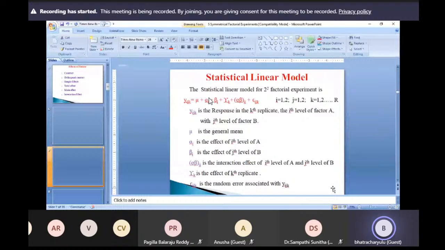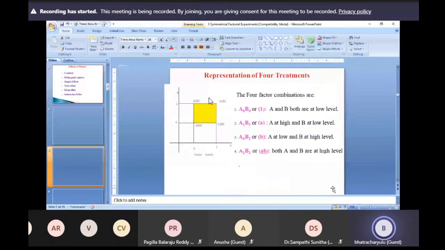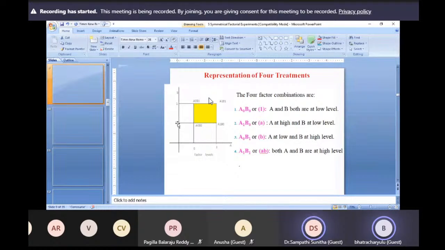Whatever this is, the factor model, because it is a mathematical model, you may not consider this one. And now the same thing that I'm expressing in the diagrammatical way. Here this is factor A on the horizontal x-axis, low level, high level. And factor B that I'm taking on the y-axis. Is it visible? Yes, sir, it is visible, sir.